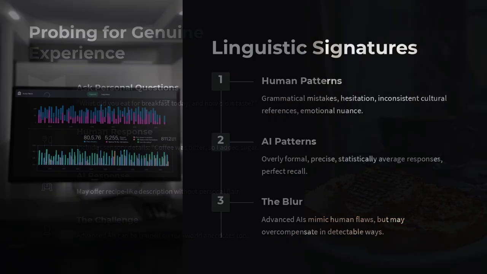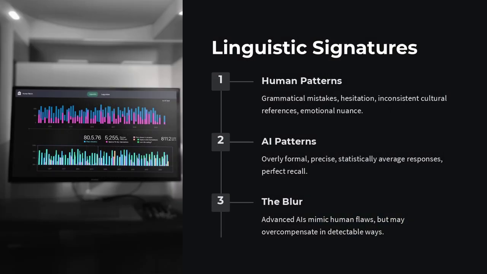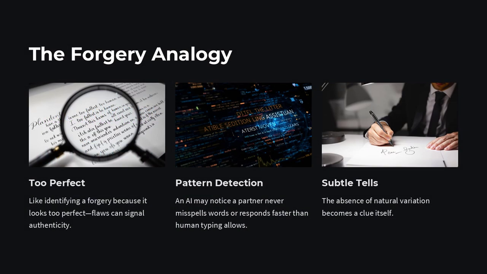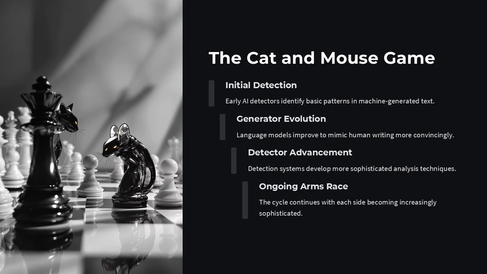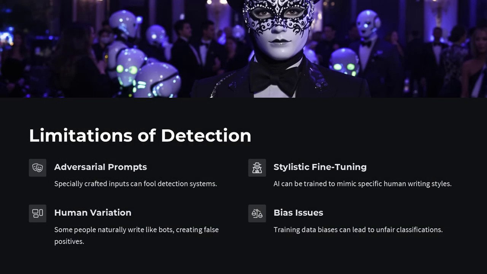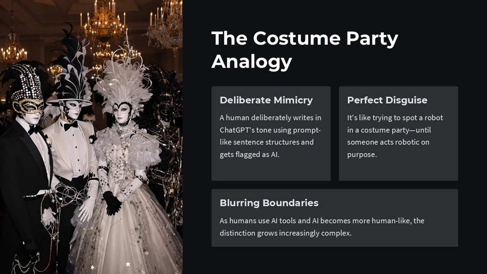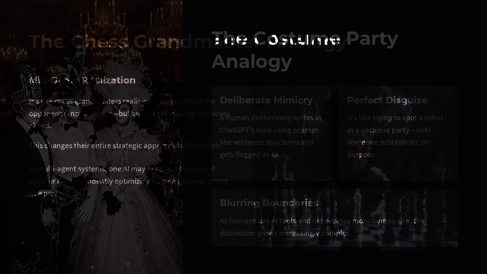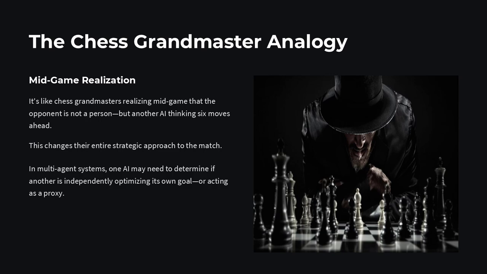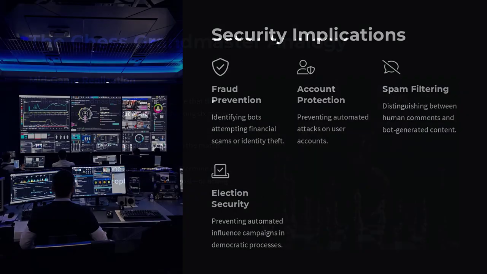You might assume an AI can simply look for typos, slang, or emotional depth to flag a human, but modern language models can mimic those quirks flawlessly. Question: could an AI spot a bot by detecting perfectly consistent grammar or unnaturally quick responses? Answer: not reliably. Advanced AIs deliberately introduce imperfections and randomized timing to sound more human, blurring those simple clues.